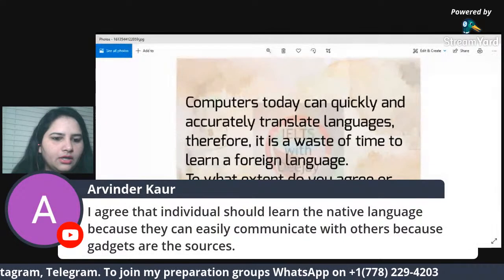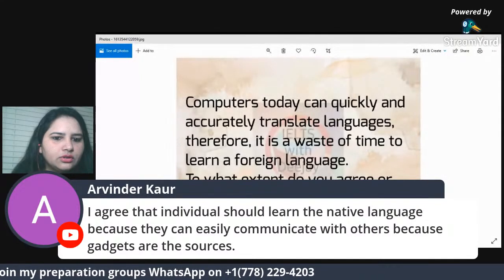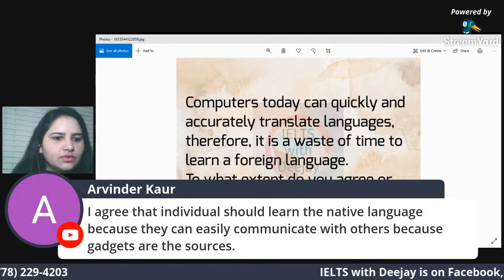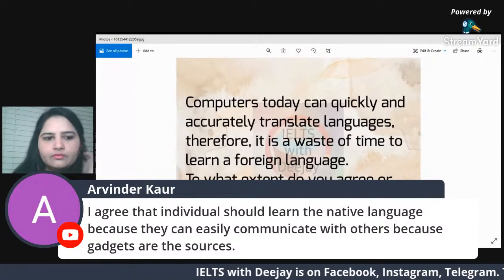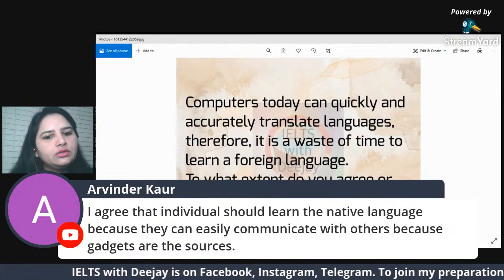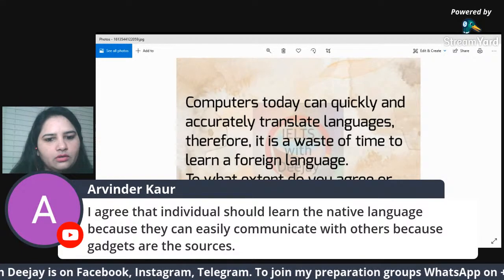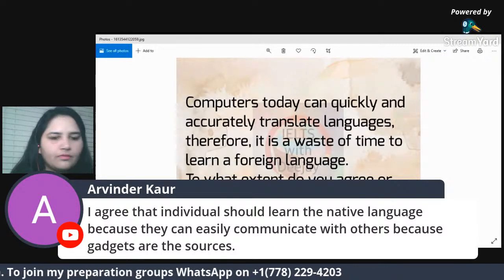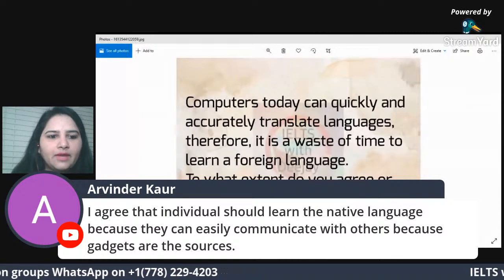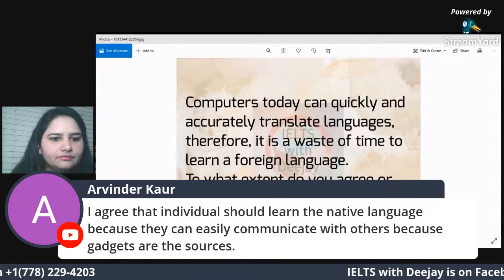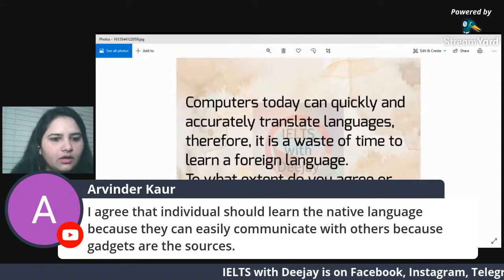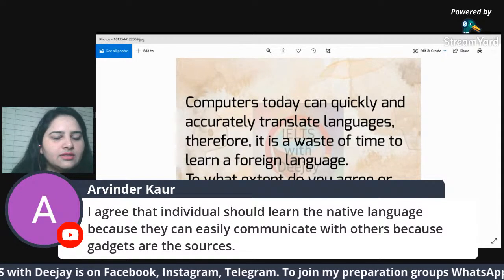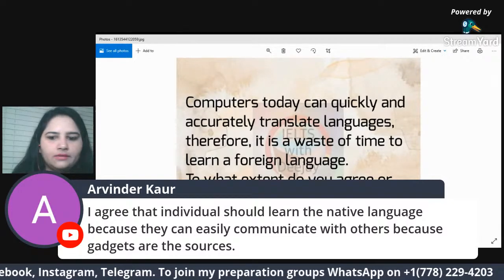Arvinder Kaur: I agree that individuals should learn the native language because they can easily communicate with others because gadgets are the sources. What is this? Is this the paraphrasing, Arvinder? No, this is the agreement actually. So you are agreeing it's the wastage of time. Okay, no problem.